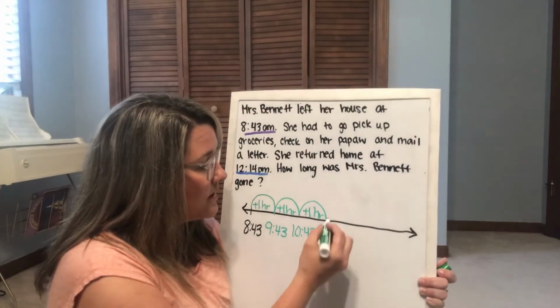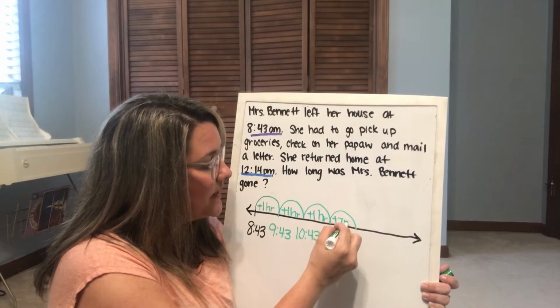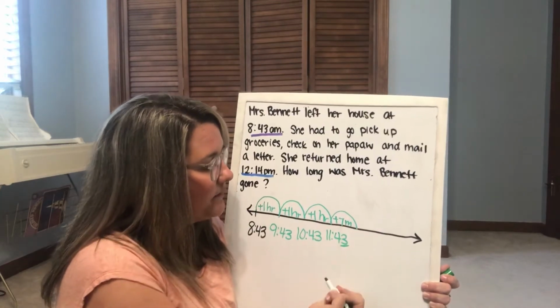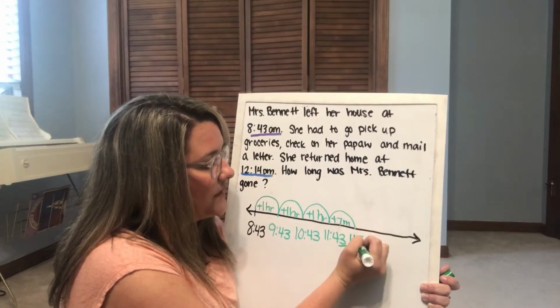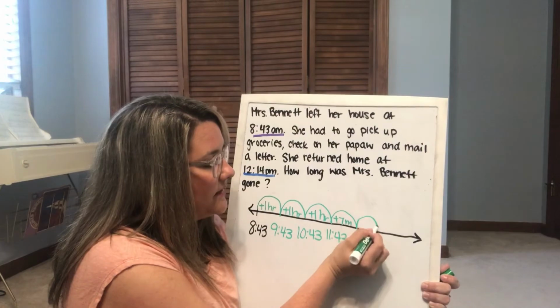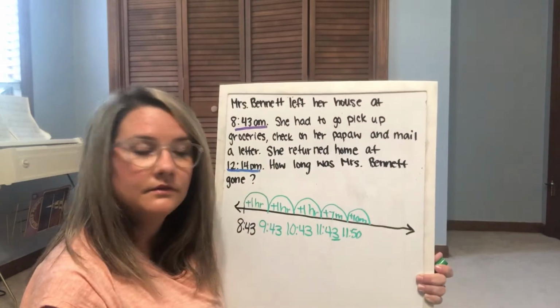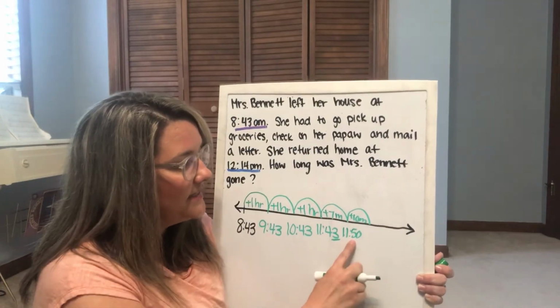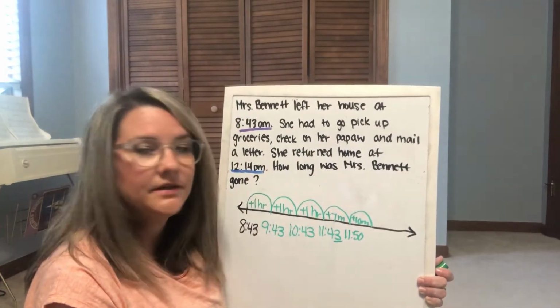Okay? So I know if I add 7 minutes, that's going to make a new 10 because I have a 3 in my ones place. So I'm going to be at 11:50. If I add 10 more minutes, what's going to happen? If I add 10 minutes to 11:50, what's going to happen?